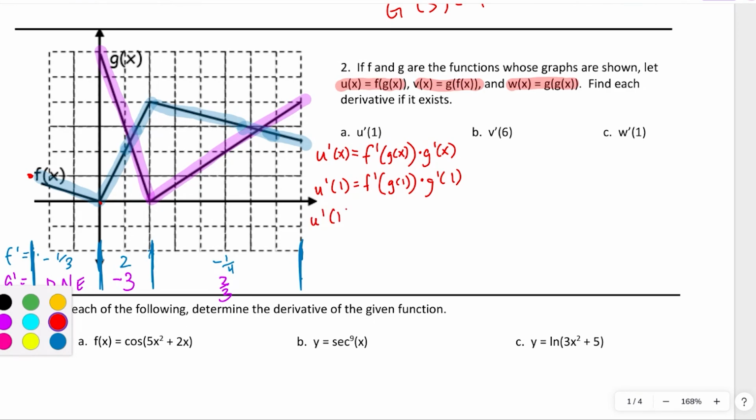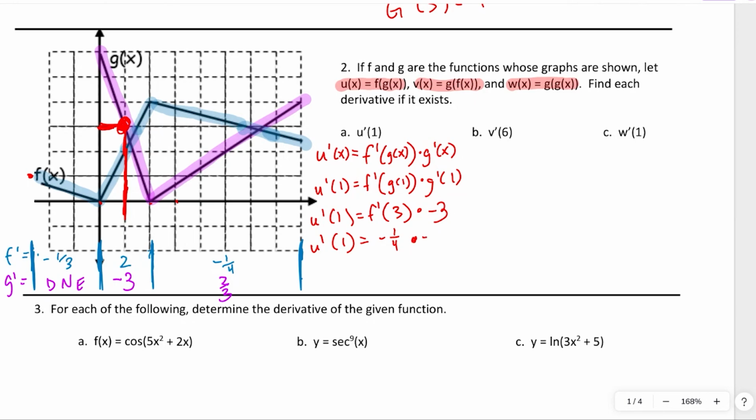If I substitute that in and evaluate, first g of 1: where x is 1 is right here, and we can see the value of g is going to be 3. And the slope there, we already computed, so we don't have to redo that, is negative 3. Now let's evaluate f prime of 3. If we look at where 1, 2, 3 is, the derivative of f at 3 is negative 1/4. So the derivative here is going to be positive 3/4.